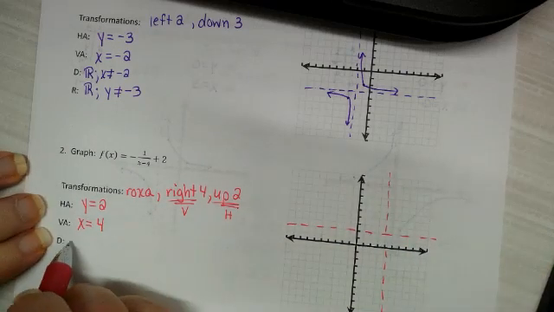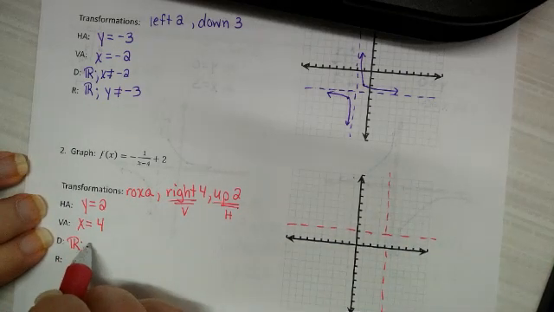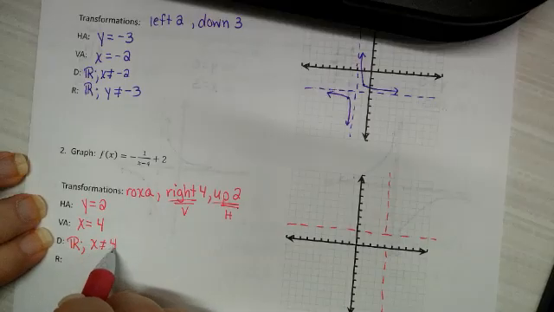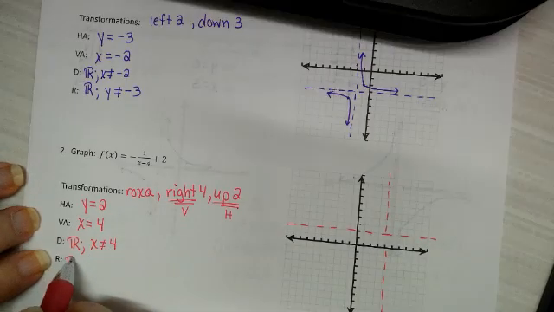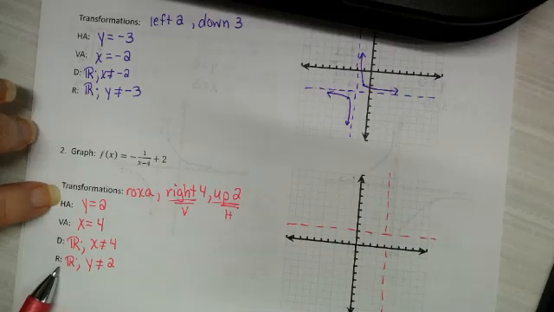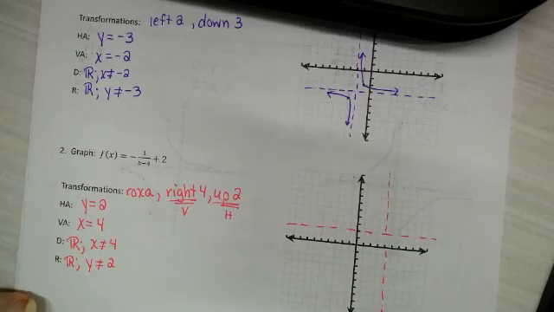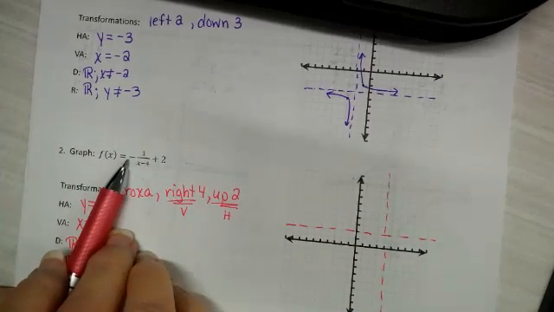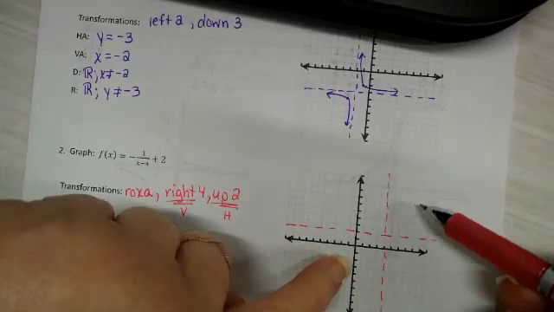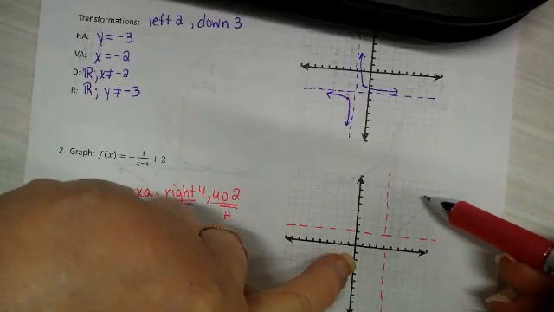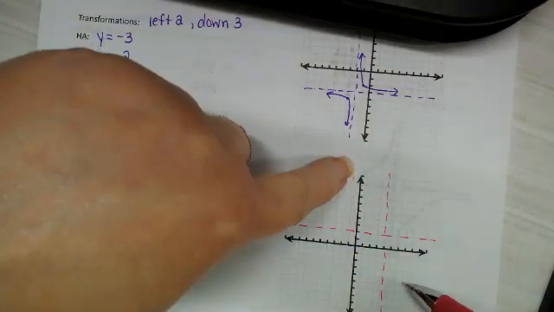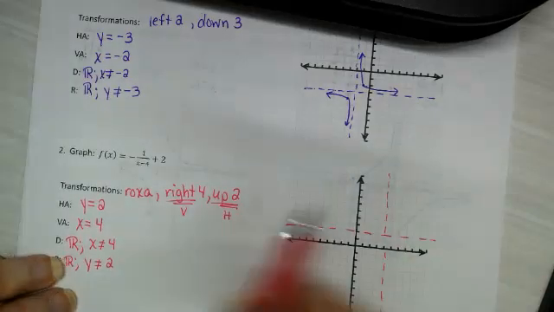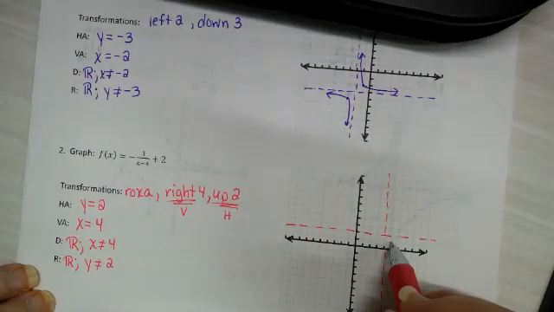So when I write the domain, all real numbers except for the asymptote. Range, all real numbers except for the asymptote. And remember, your range goes with your y's and your domain goes with your x's. Now, notice this one was a reflection. So instead of being, I call it quadrant 1, quadrant 3, we switched. We reflected. And there's no stretch or compression.